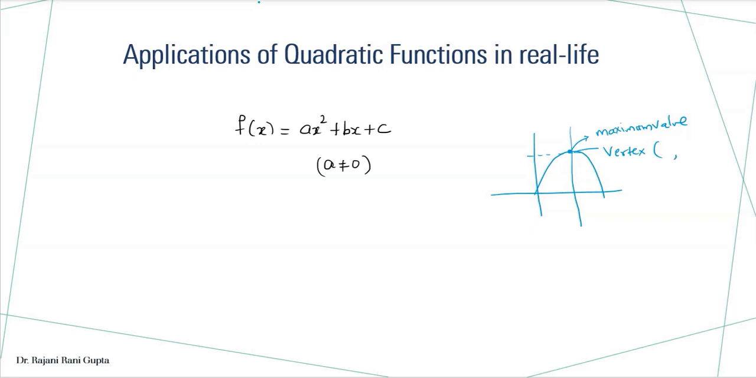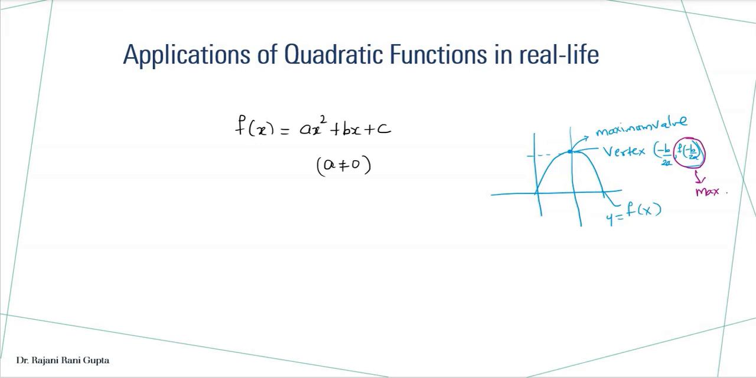This is our vertex, with -b/2a as the axis of symmetry, and the value of the function at this point is the value on the y-axis. Here this curve is y = f(x). So this second value always gives us the maximum or minimum value at the vertex. In this particular case, this value is the maximum value. The application that we are going to study here is based on this maximum and minimum value.